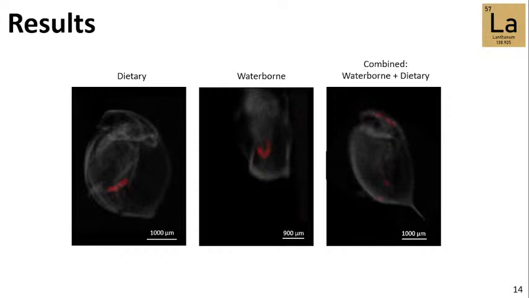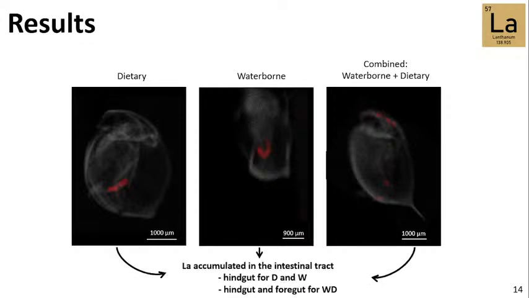So we have the 3 different conditions: dietary exposure, waterborne, and the combined. In the case of lanthanum, we see that for the 3 conditions, lanthanum seems to accumulate mainly in the intestinal tract. The slight difference is that for the first 2 conditions, the metal was mainly present at the end of the gut, while for the combined exposure, we also saw a little bit on the top, and according to different replicates, it seemed to be at the beginning, near the mouth.